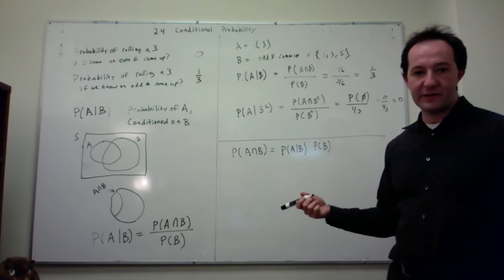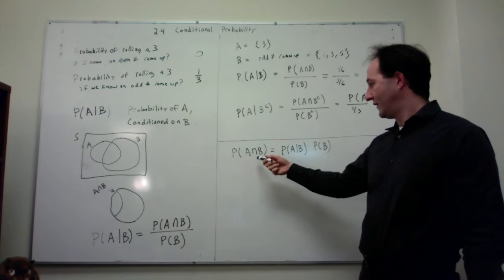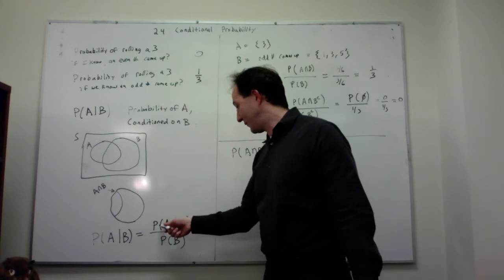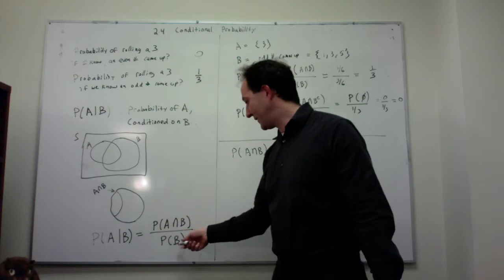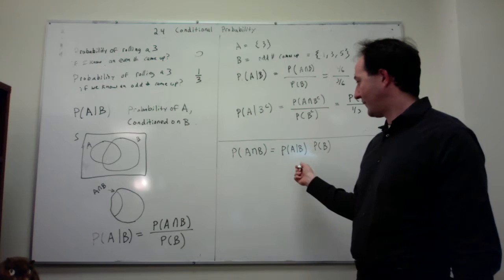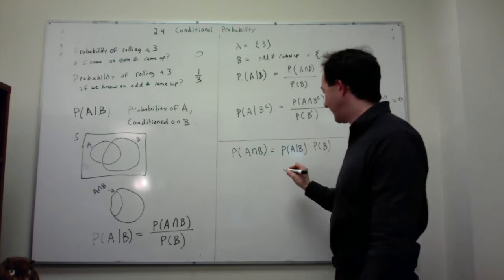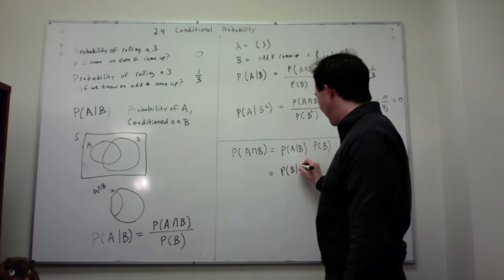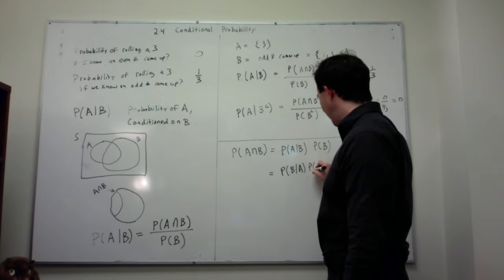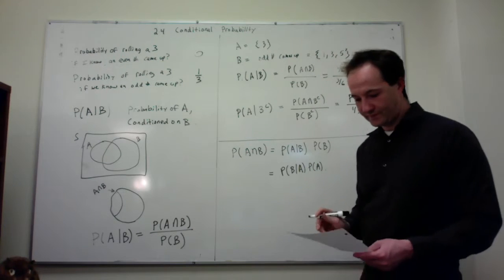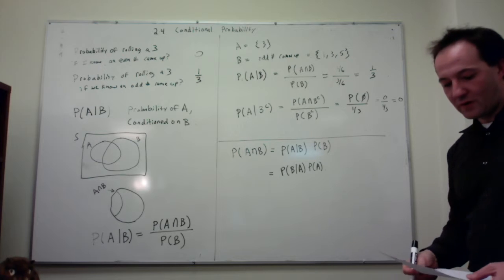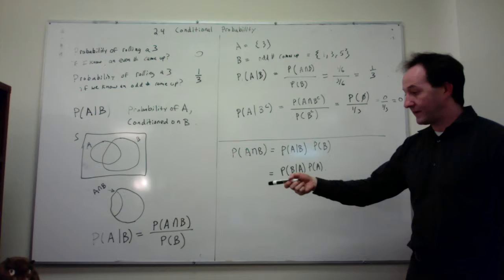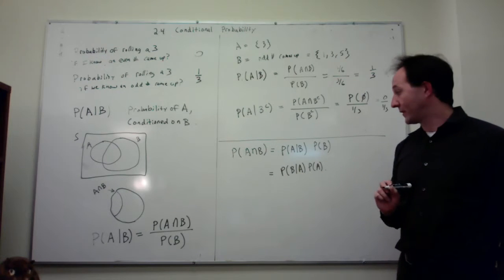But now if you think about this carefully, A and B are symmetric in this formula. So I could as well have written P of B given A equals P of A intersection B over P of A, and do the same manipulation. So I could also say that this is equal to P of B given A times P of A. So this just looks like a rearrangement of that original statement of conditional probability.